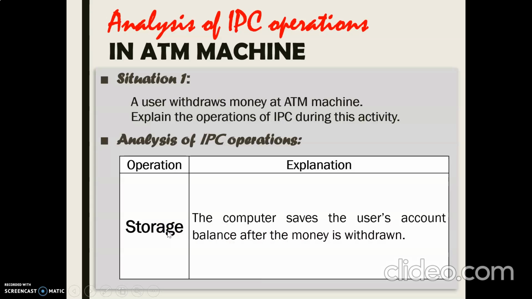Storage involve the computer saves data into the computer for further use. So here we are going to say specifically the computer saves the user's account balance. That is one of the information that will be saved. Okay, the computer will save the user's account balance after the money is withdrawn. So that is one example of how we analyze the IPC operations in our everyday life activities.